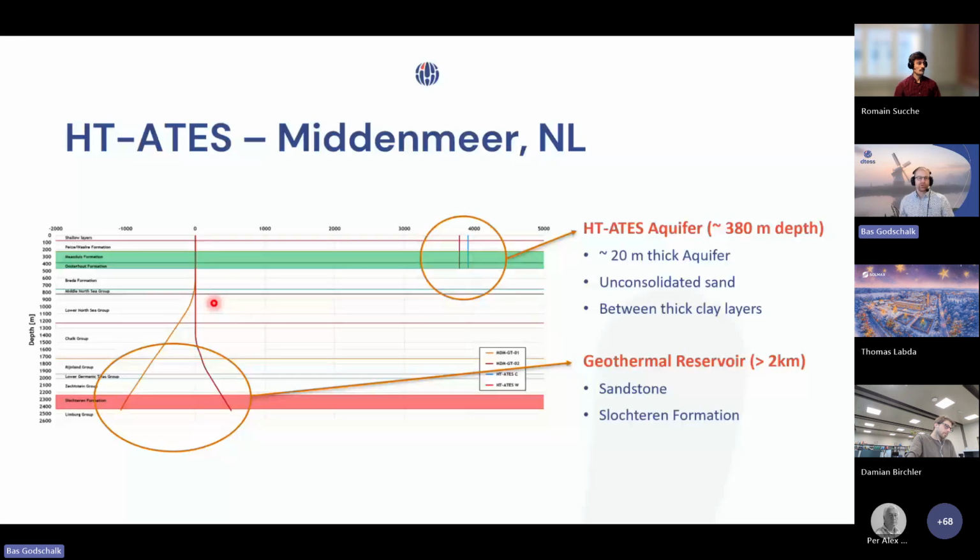Now, when we have a look at the cross section, you will see we make use of deep geothermal heat from the Slochteren formation. It's a sandstone from about 2.45 kilometers. And then we store it temporarily in the high temperature ATES system at nearly 400 meters.